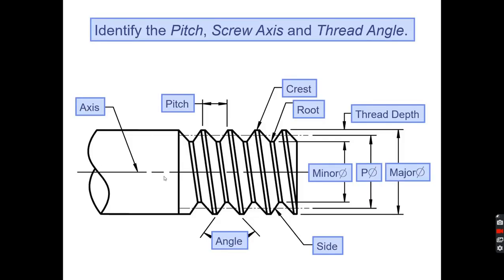Okay, here is the axis, which is the center line through the member. We have the pitch, which is from one point on the thread to the corresponding point on another. The crest is the very top of the thread. The root is the very bottom. Okay, the minor diameter is the smallest diameter. The major diameter is the largest diameter. The thread depth is the difference between those two divided by 2. The pitch diameter is an equal space between these two. The angle is the angle of the thread, and this is called the side. Okay, so these are some terms you should know.